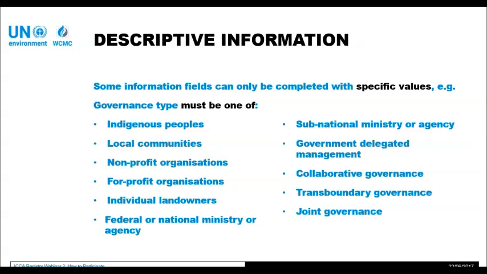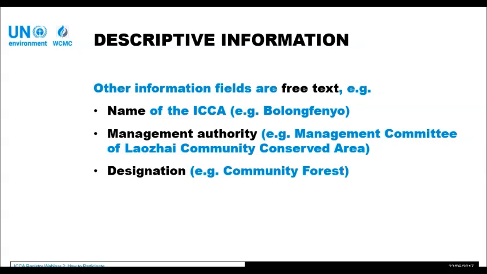Some of the information fields can only be completed with specific values. An example is the governance type field, which must be completed with one of the values shown on the current slide. Some of the other information fields are free text. For example, the name of the ICCA, the management authority of the ICCA, and the designation, for example, a community forest.